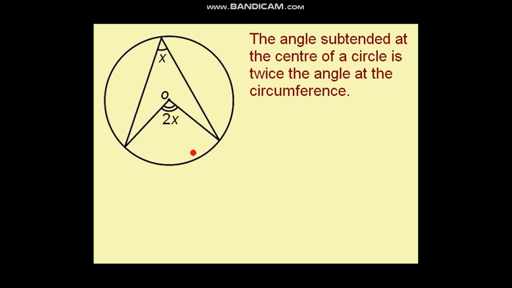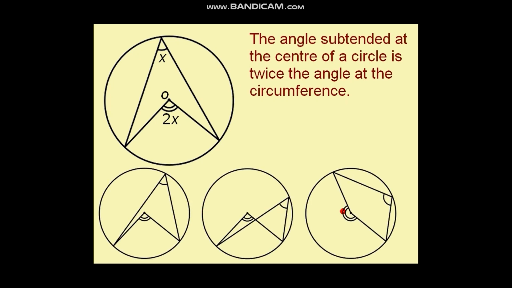Now when it looks like this, it's fairly easy to remember and easy to spot. But sometimes the questions might look a bit different. These 3 diagrams here all show the same situation as this, just in different ways. So here, this angle will be double this angle.